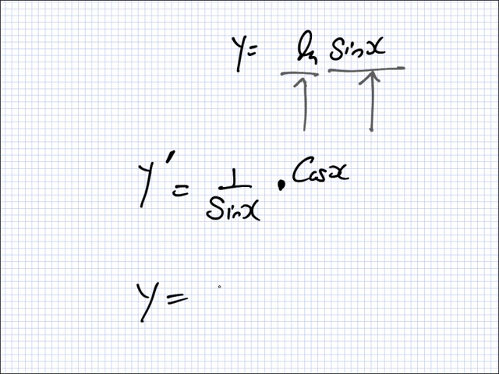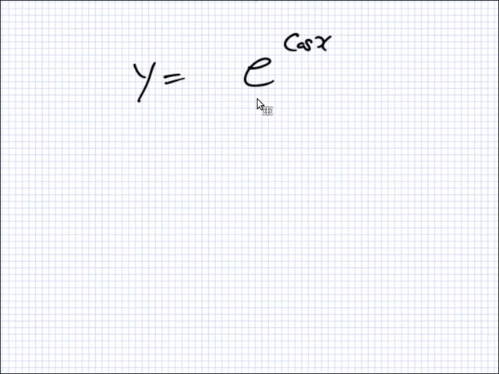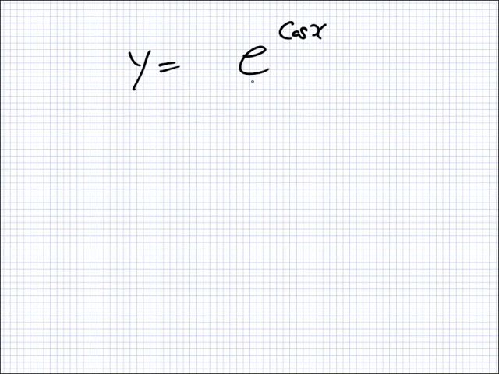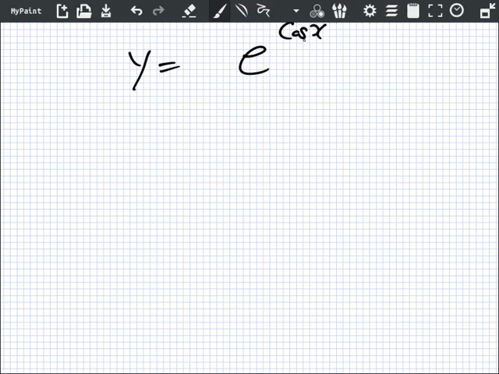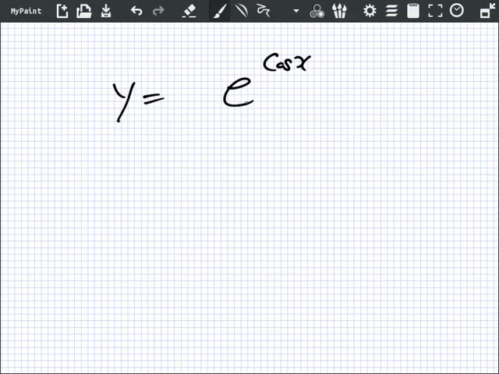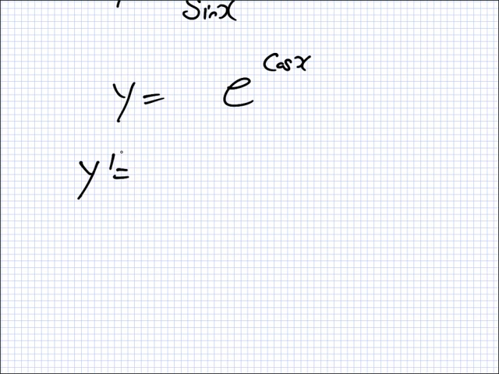Right, what was the second question we did? It was e to the cos x. What is the inside? Cosine. And which is the outside? e to the x. Okay, so y derivative equals, what derivative do I have first?